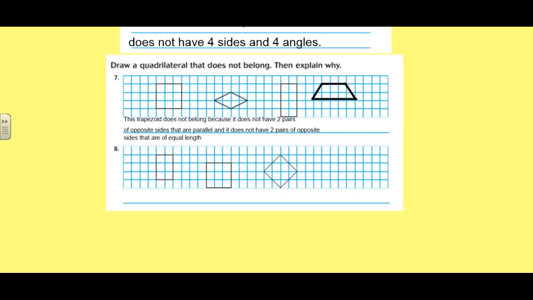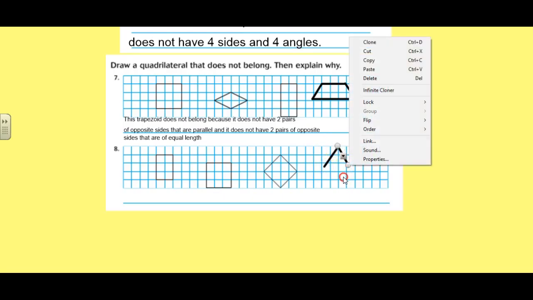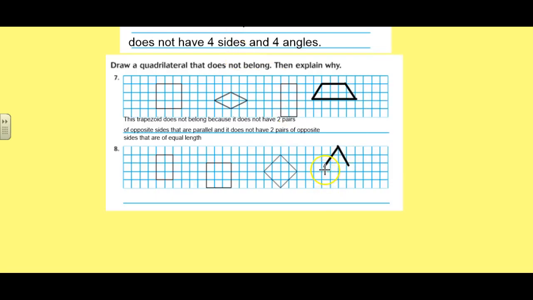I'm going to try to find one on my shapes that I can just draw one. But nope, I'm going to have to draw it myself. So it kind of looks like a diamond, so you're going to make it look like a diamond whenever you draw it. And then we're going to explain that it's not going to belong in this category because it does not have any right angles.